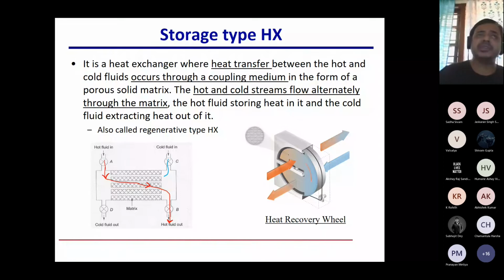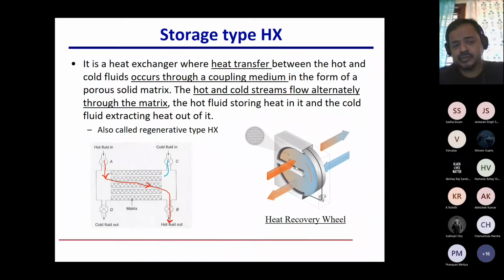So what can this porous matrix be? It can be, let's say, a packed bed of stones or rocks. Why? Because these stones or rocks have a very high specific heat. They're heavy, so they have more mass per unit volume. Their density is high, plus the specific heat is also high. So for a certain increase in temperature, they can store a lot of heat.